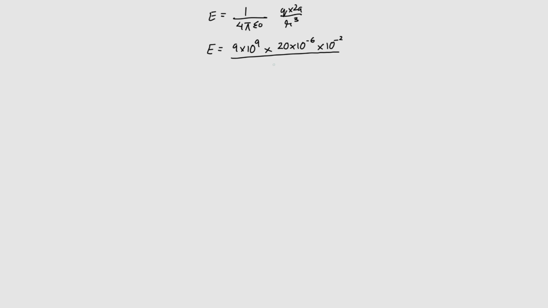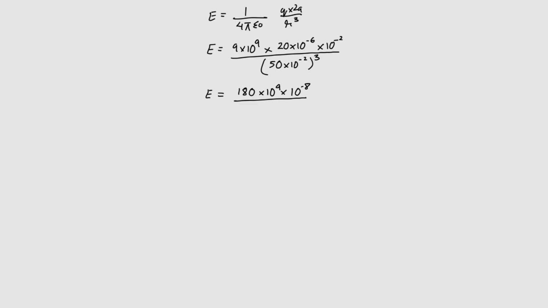the value of R, which if you still remember is 50 into 10 to the power minus 2, the whole thing cubed. In the next line, E is equal to 20 into 9, which is 180, into 10 to the power 9, into 10 to the power minus 6 and 10 to the power minus 2. Now combine them: 10 to the power minus 8, divided by 50 cube.